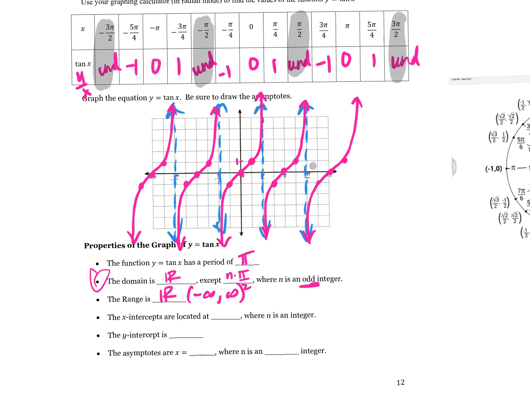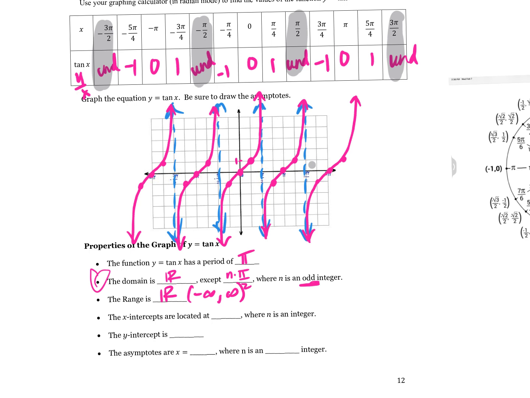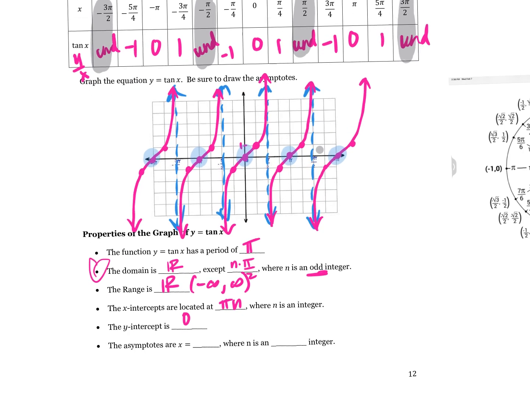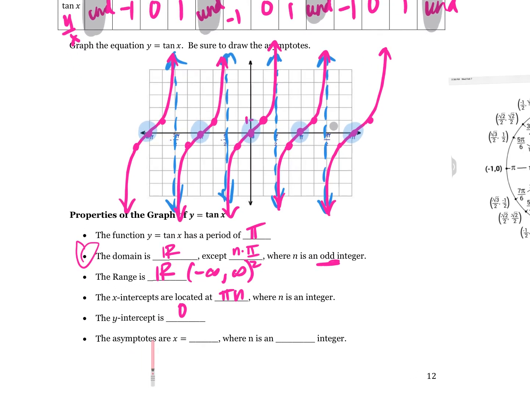The x-intercepts, oh yeah, what about the x-intercepts? X-intercepts are where we cross the x-axis. So it's happening at 0 and at 1 pi and at 2 pi. So we're saying the x-intercepts are every pi n, or n pi, however you want to say it. My y-intercept, that happens once. 0. It crosses the y-axis at 0. That's the only time. And the asymptotes are when x is what? Pi over 2 times n, when n is an odd integer.